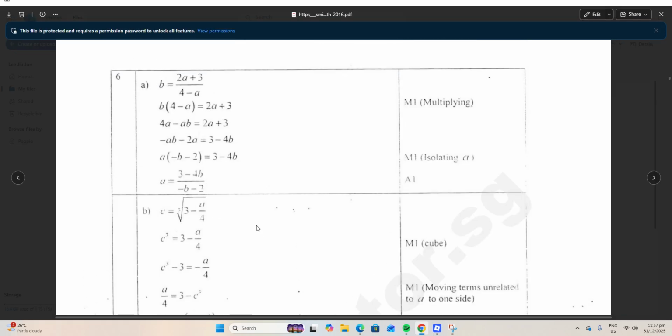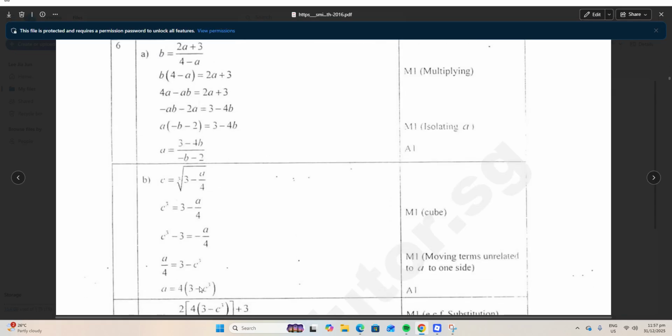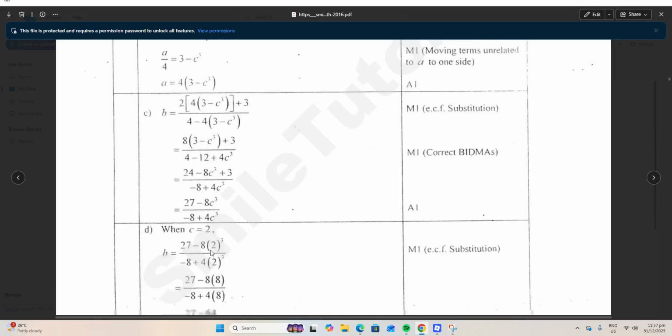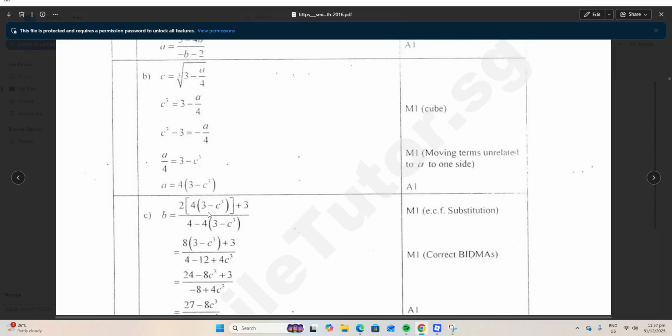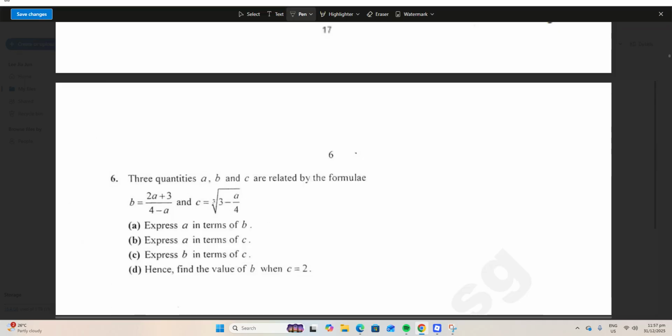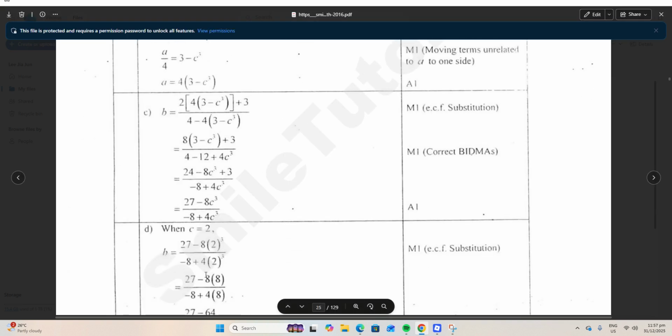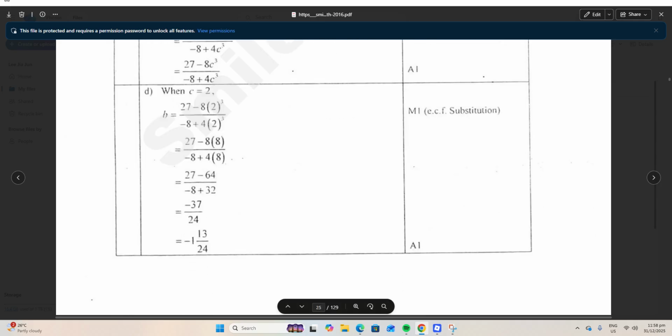Okay, so in other words, over here you got this and this already, right? Since both equal to A, you can just equate this and this together. So you can just sub in like that, or you can just equate. Okay, and then question D, find the value of P when C equals to 2, just sub in the value. So over here sub in C equals to 2, then you will get this value.